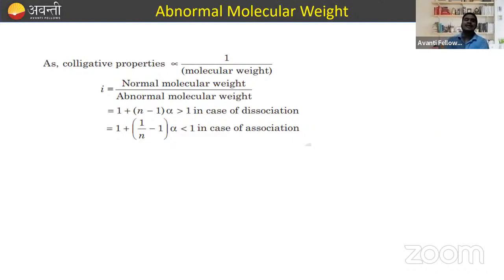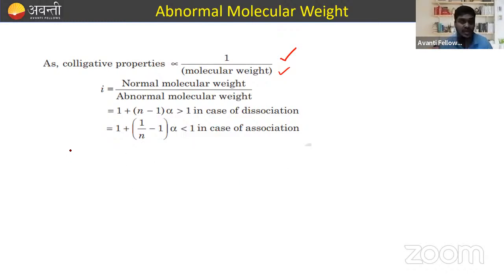so as we know that the colligative properties are inversely proportional to the molecular weight, because we already know that colligative properties like elevation in boiling point or anything, we know that elevation in boiling point is directly proportional to the molality, and molality is nothing but mass upon molecular mass into 1000. So it is inversely proportional to the molecular weight. So we can also write i as normal molecular weight upon abnormal molecular weight. So we can write i as well.